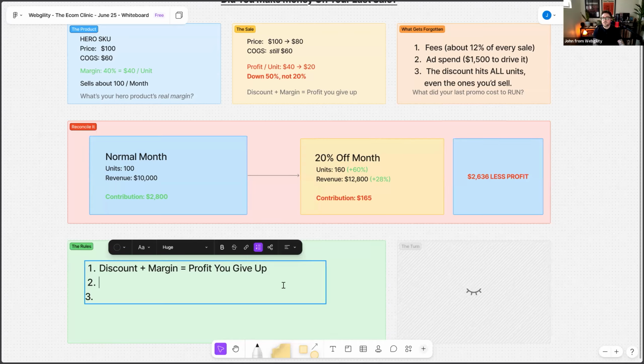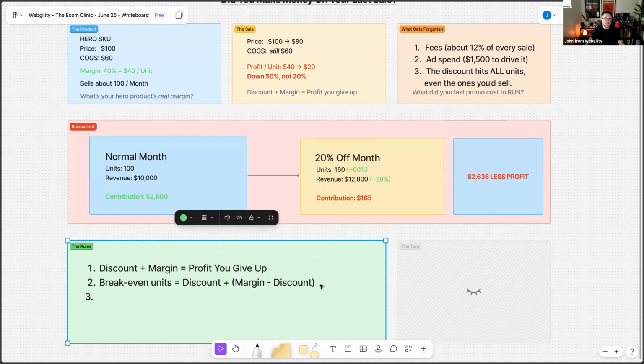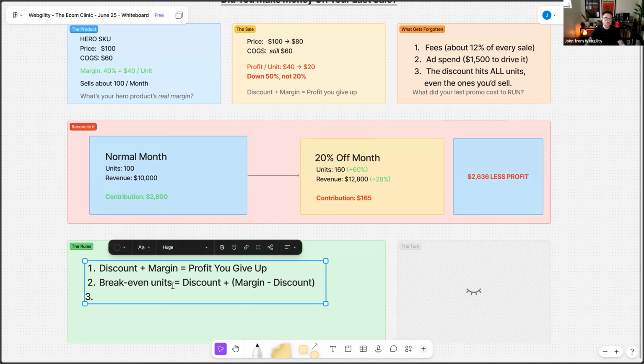The second is break even units equal discount plus margin minus discount. So this is this third point here. The discount hits all the units, and it shows you what your break even is.